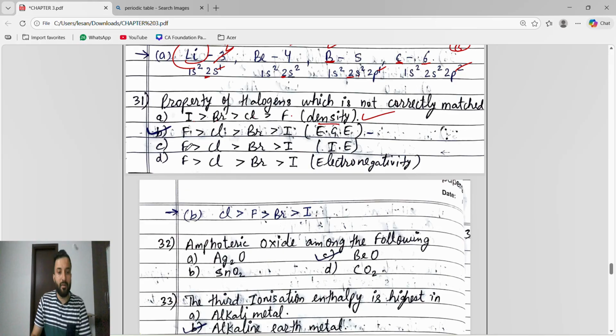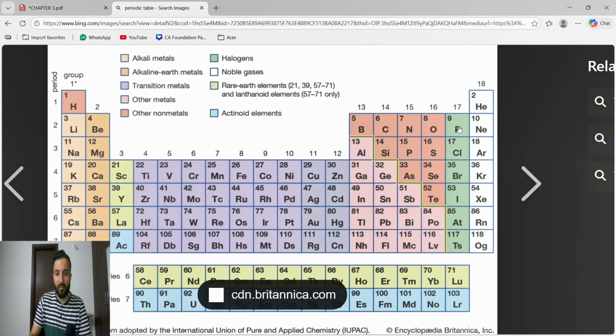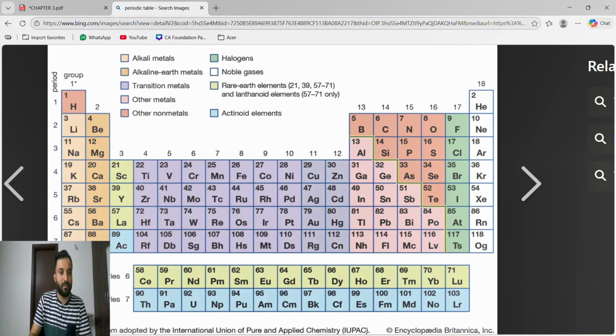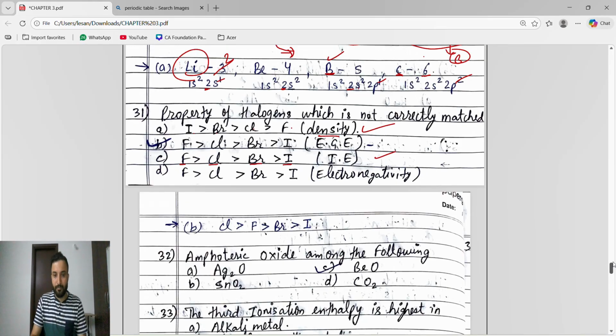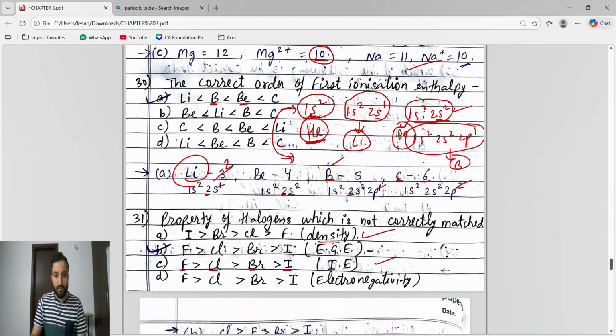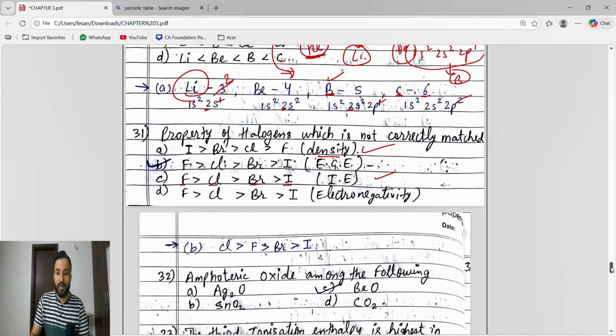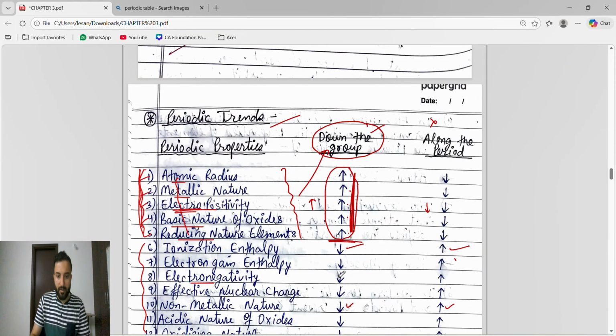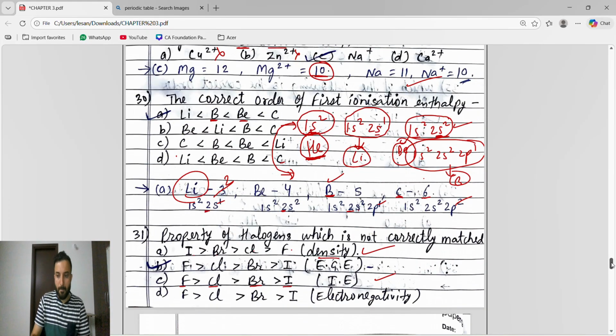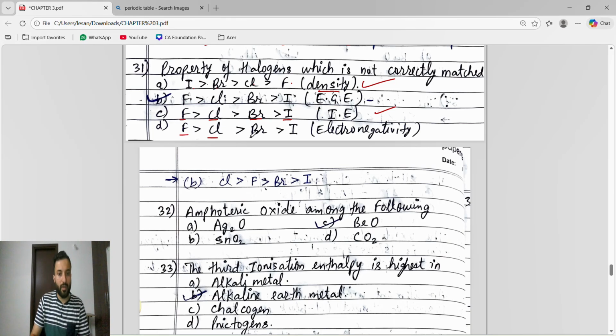Now ionization enthalpy: fluorine is more, then chlorine, then bromine, then iodine. Okay, because we know that if you go down the group, it decreases. This is correct. Electronegativity also follows, guys. See electronegativity, if you go down the group, it decreases. So the fluorine is more, then chlorine, then bromine, then iodine. So this is also correct, so which is wrong?